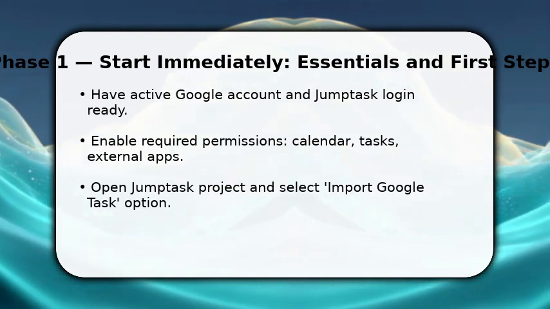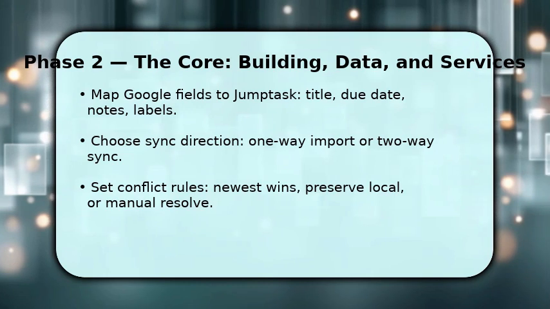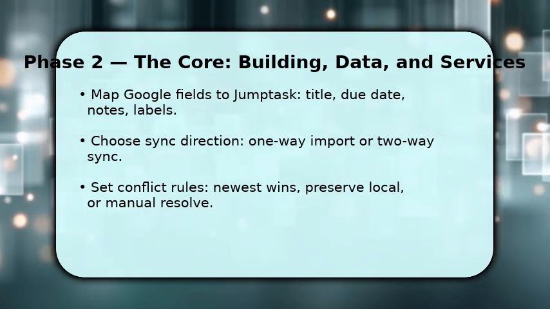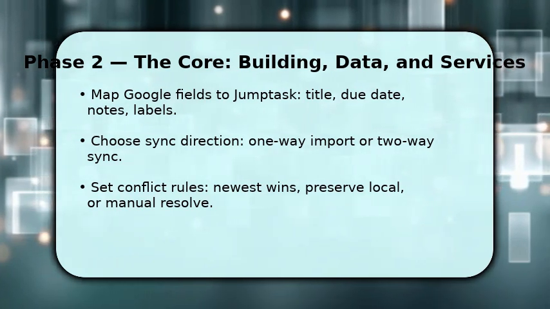workspace. You now map fields so data lands where you expect. Select title, due date, notes, and labels from Google and assign matching fields in Jumptask. This prevents orphan notes. Next, pick sync direction.